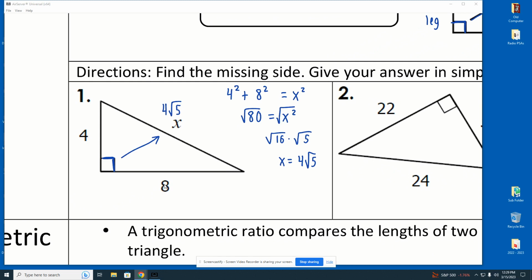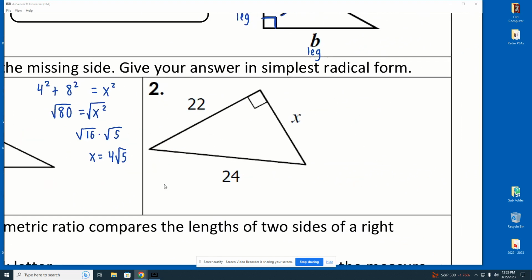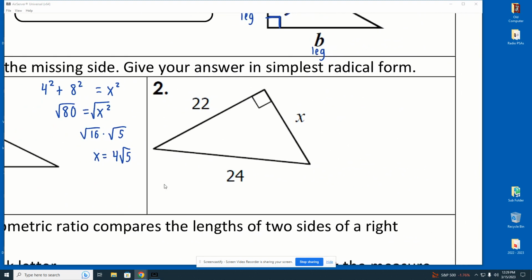So we go over to number 2. Once again, it doesn't matter that my right triangle is kind of crooked. What's the first thing I want to recognize? What side is my hypotenuse? In this case, it is 24. So where does 24 go? In C's position. So I'm going to put 24 in C's position.